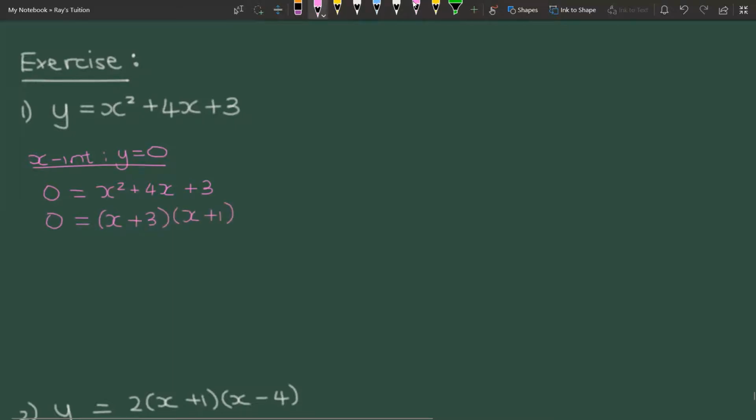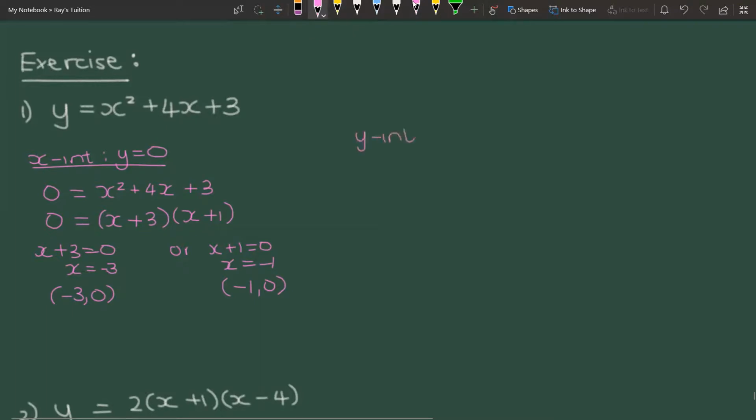So that means that x plus 3 is equal to 0, so x is equal to negative 3. Or x plus 1 is equal to 0, so x is equal to negative 1. So this x-intercept is negative 3 and 0. This one is negative 1 and 0. Please, if you are unfamiliar on how to solve this, again, please watch the video on quadratic equations.